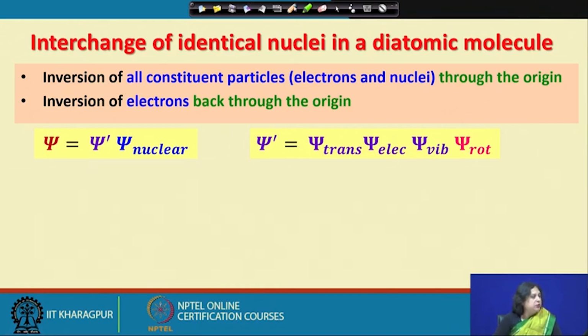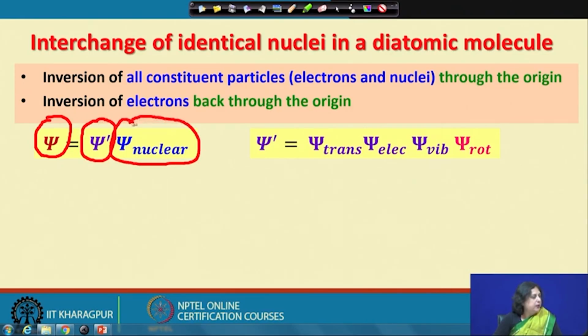Now, we have already noted that my total wave function is a product of something like psi prime and psi nuclear. Now, psi nuclear is the nuclear wave function and it is associated with the solution of the Schrodinger equation for the nuclear energy eigenstates. Now, what is psi prime? In our discussion of the heteronuclear diatomic molecule, we actually looked at the different dependencies of this psi prime on the translational degree of freedom and electronic degrees of freedom, then vibrational and rotational degrees of freedom.